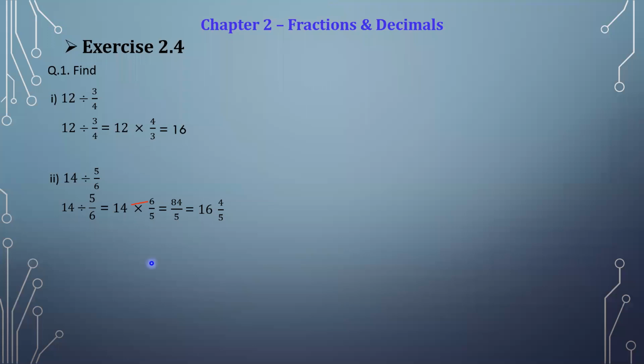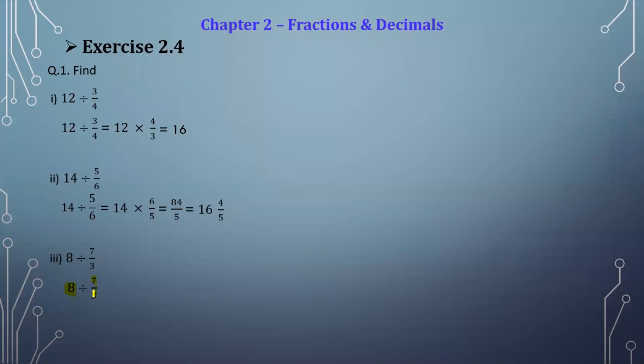Now we are going to move to the next example, example number 3. Again the same type of example is there. 8 divided by 7 upon 3. So here again the division sign is there. Again the first number is a whole number and the second number is a fractional number. So while solving this, again you have to perform the same steps. So the first number will remain as it is. That means 8 is going to remain as it is.